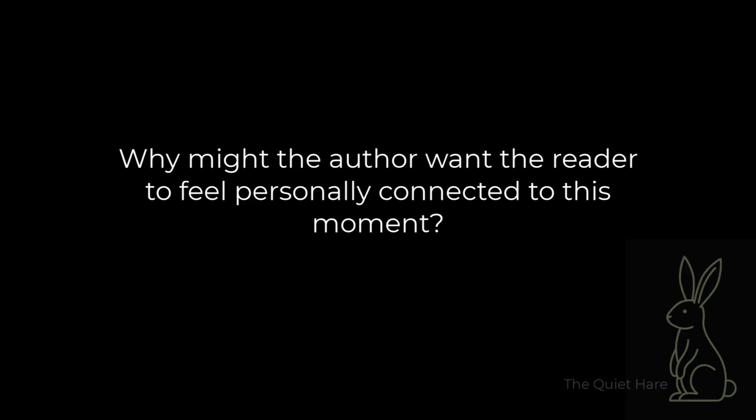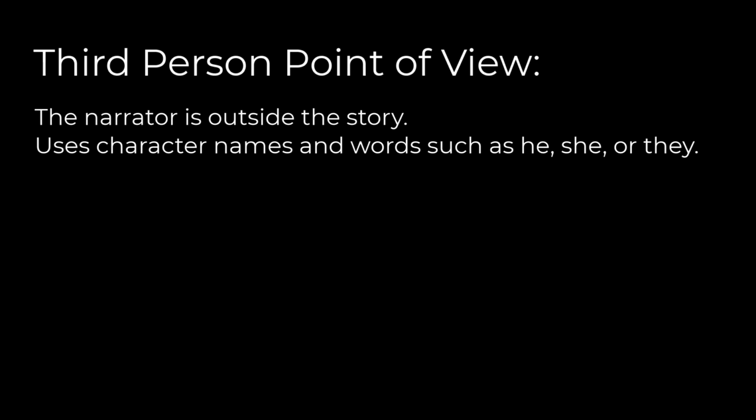to this moment? Third person point of view. In third person point of view, the narrator is outside the story. The narrator uses character names and words such as he, she, or they. 2 common forms are third person limited and third person omniscient. The difference depends on how much the narrator knows.